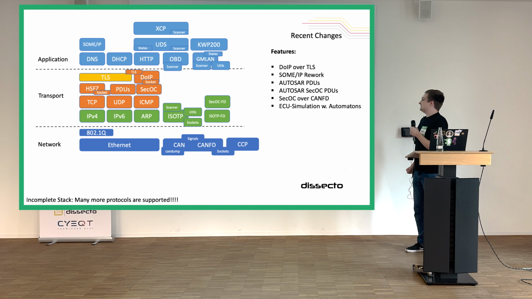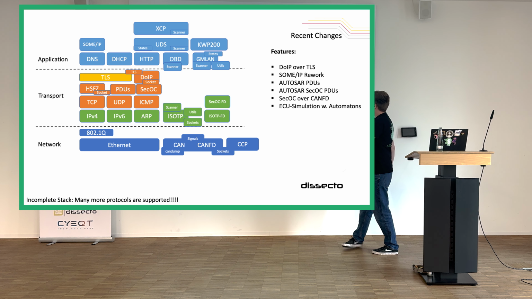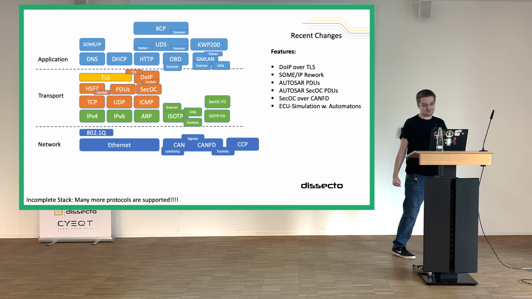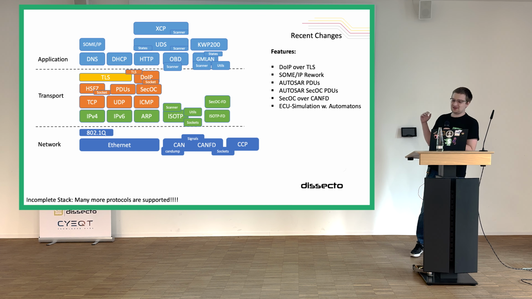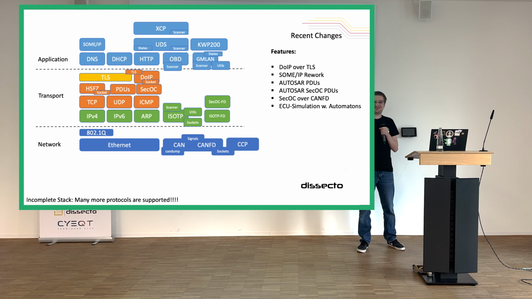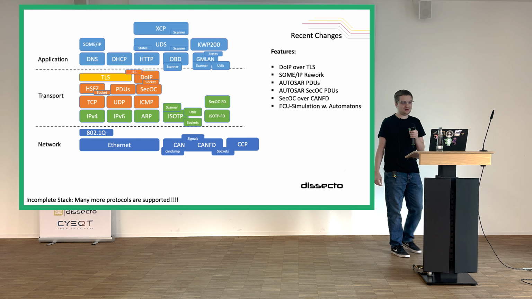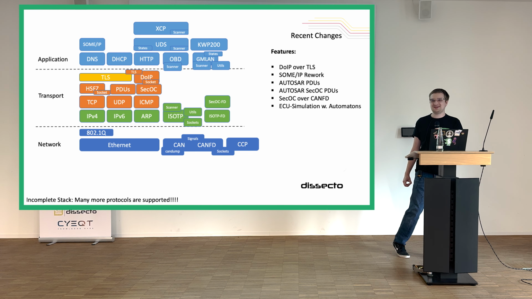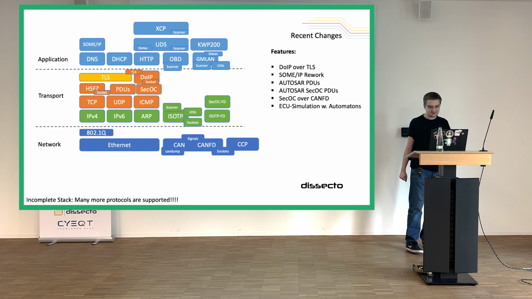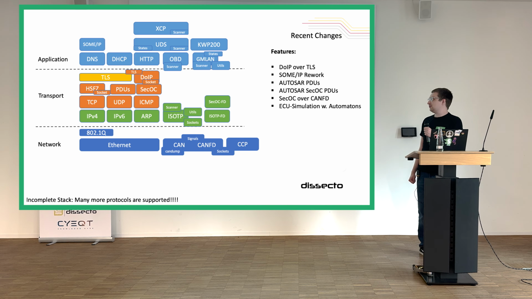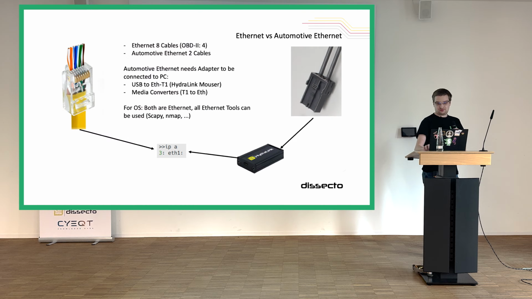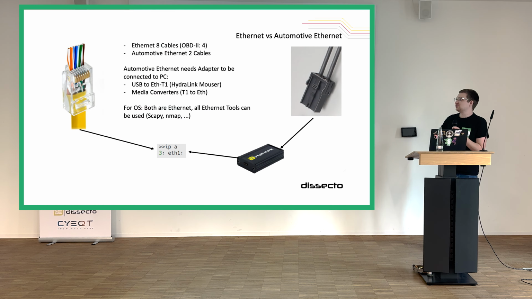There are still the same recent changes as last time, because they are still in work. DoIP, SOME/IP, AUTOSAR, everything just got a few bug fixes to make it work more fluently with, let's say, different implementations of these protocols. And now I want to talk about a few things we do. So first up, Ethernet versus automotive Ethernet.